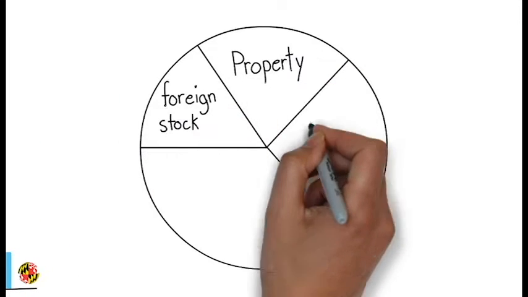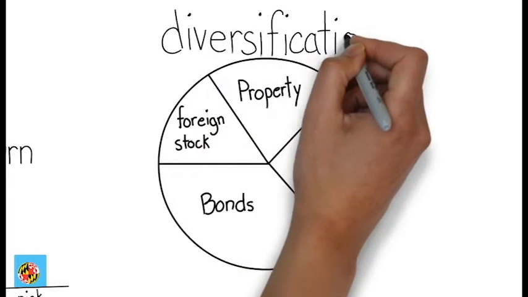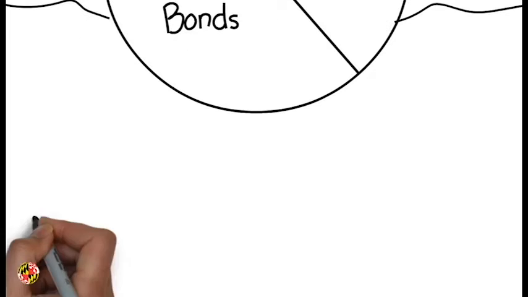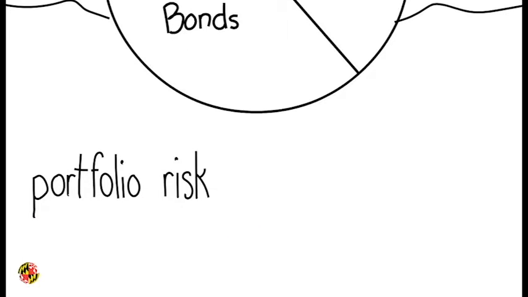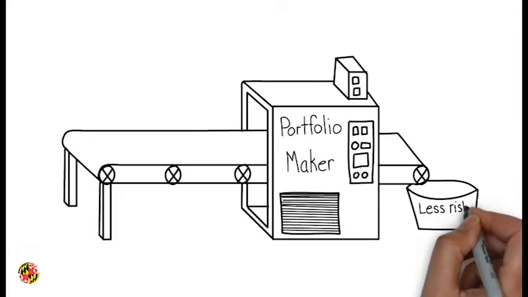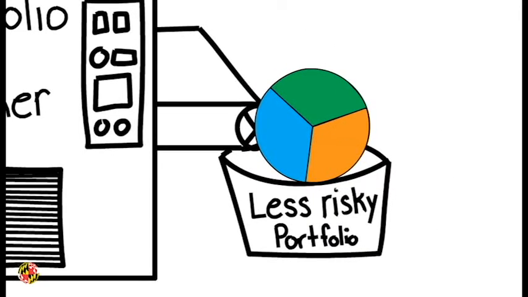One of the ways to have less risk without reducing return is through diversification. Diversification is a powerful concept in finance. It means that portfolio risk can be less than the sum of its parts. In other words, you can take a collection of risky assets and create a portfolio that is less risky than each of the assets in that portfolio.